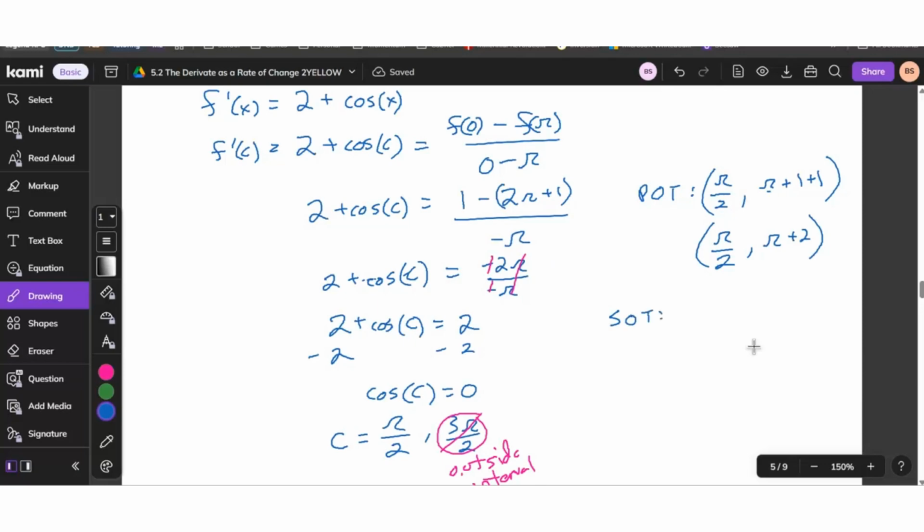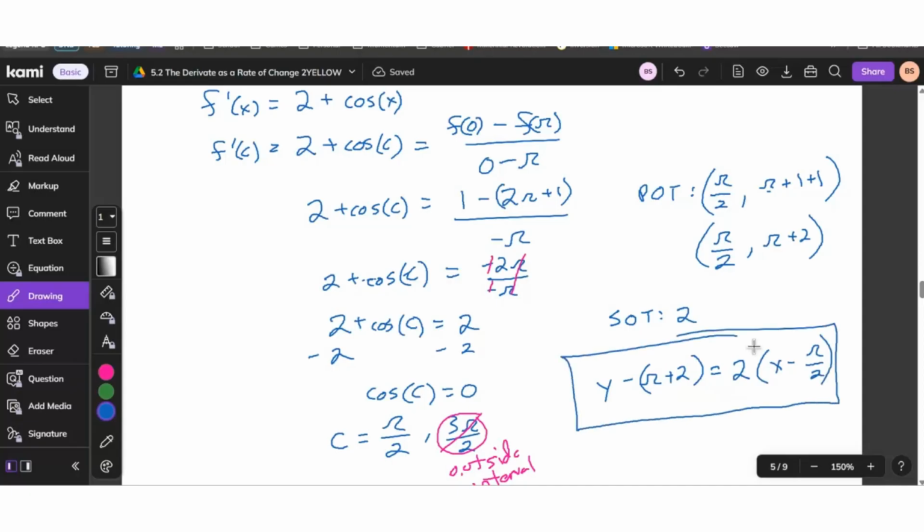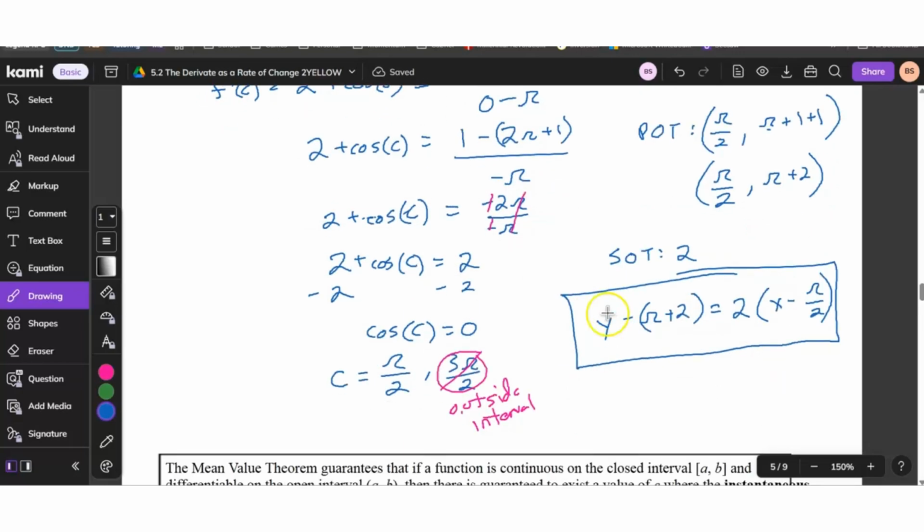All right, so then I need my slope. So I'm going to plug this into my derivative now, which is the 2 plus cosine. So cosine of pi over 2 is 0. So it's just 2 plus 0. Beautiful, it's 2. Which means that it's just going to be y minus pi minus 2, or if you prefer, y minus pi plus 2, whichever way you want to write it, equals 2 times x minus the x coordinate, pi over 2. And so that is our equation. Amazing, right?